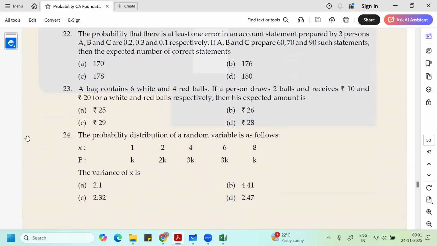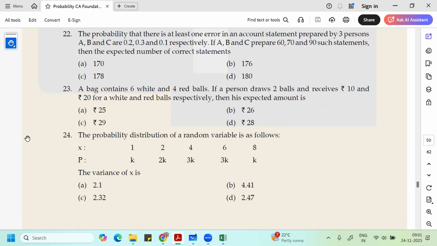Otherwise, I'll give you an explanation. A bag contains 6 white and 4 red balls. If you draw two balls, both can be white, with probability 6C2 by 10C2, or both can be red, 4C2 by 10C2, or one white and one red, 6 into 4 by 10C2. When you get two white balls, you get a payoff of 20 rupees, 10 plus 10. When you get two red balls, you get a payoff of 40 rupees. When you get one white and one red, you get a payoff of 30 rupees. Just multiply the probabilities with 20, 30, and 40, and that will give you the expected amount.